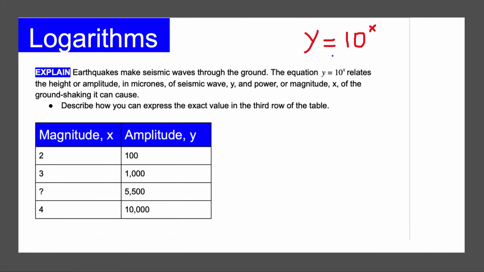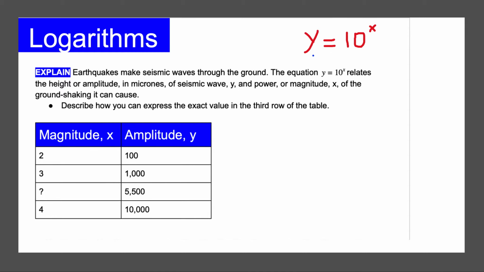And for instance, if magnitude x is 3, instead of x here we plug in 3, and 10 to the exponent 3 is 1000. That's what is here. And if the exponent x is 4, 10 to the fourth is 10,000. But here we don't know what value of x is going to give us 5500. So how can we solve it?